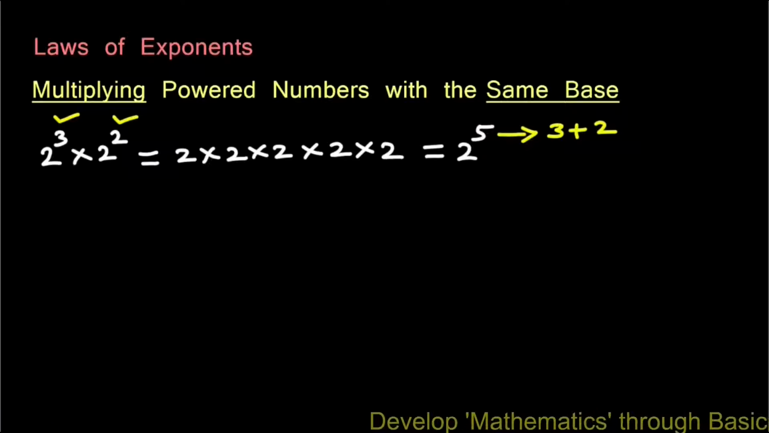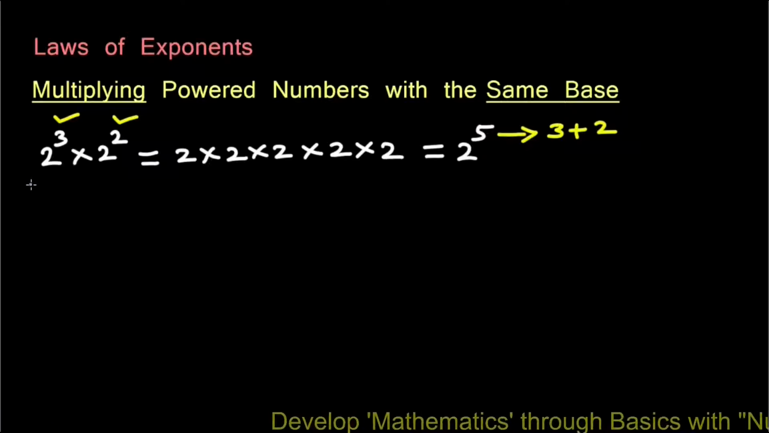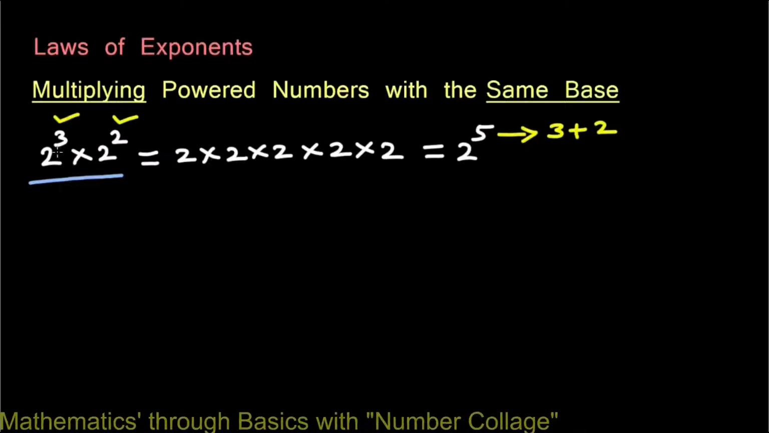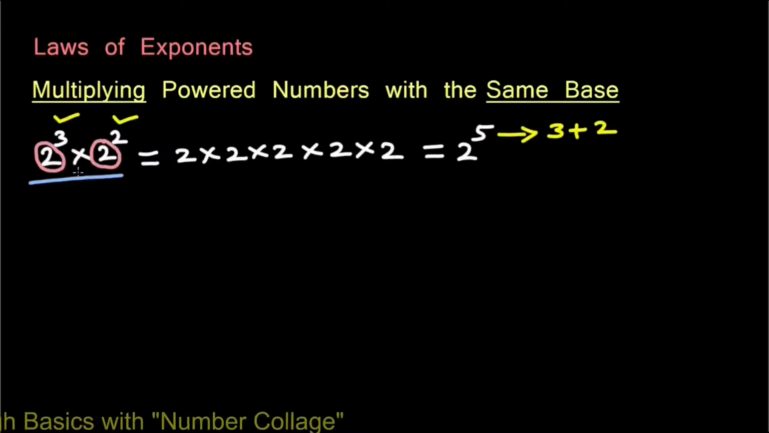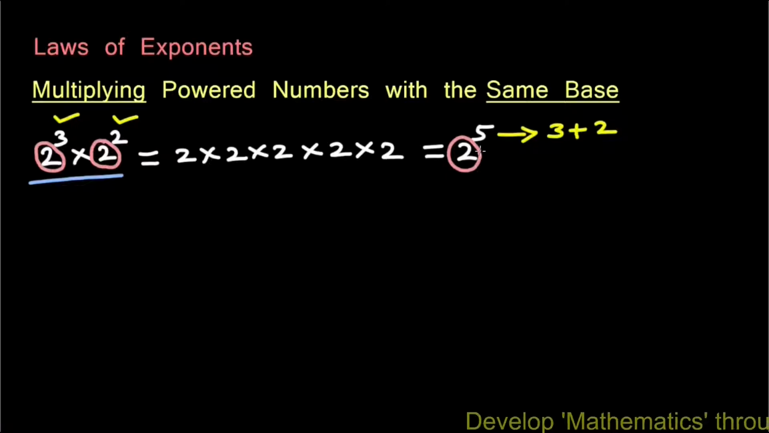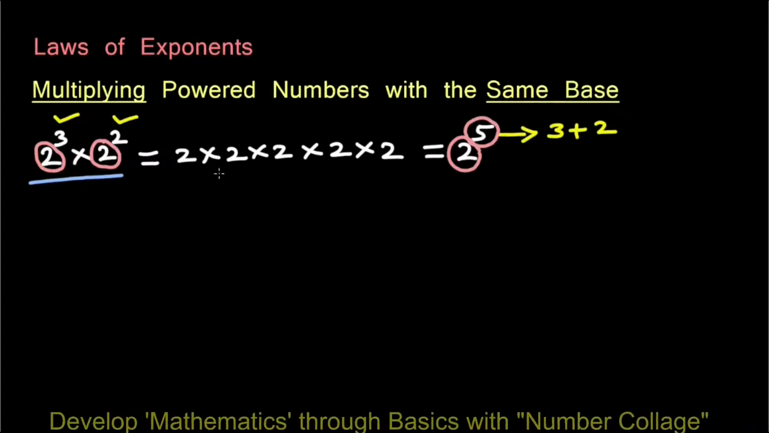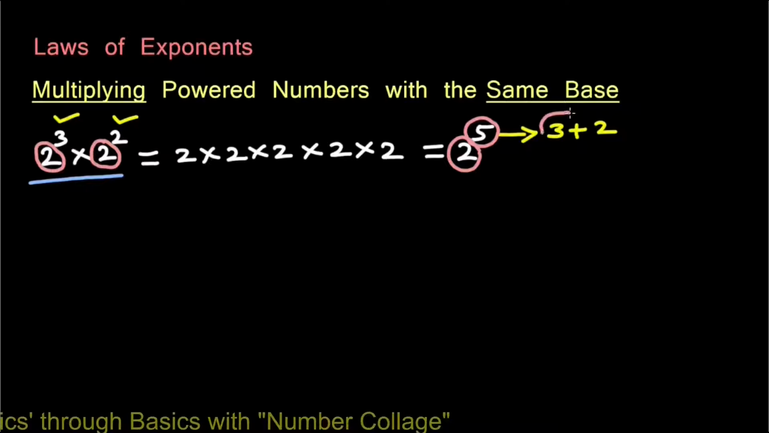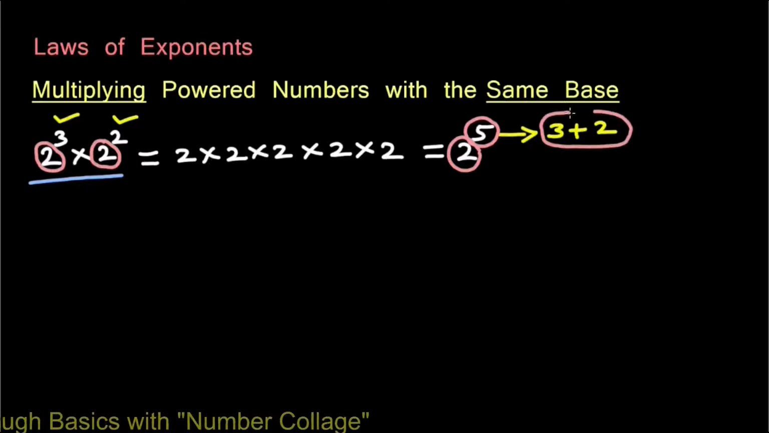So which means that whenever you are multiplying two powered numbers with the same base, in this case the base is 2 each, then all we have to do is to write the same base and raise it to the power which you get by adding the powers, in this case 3 and 2.